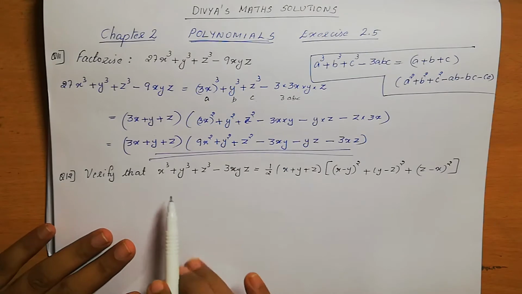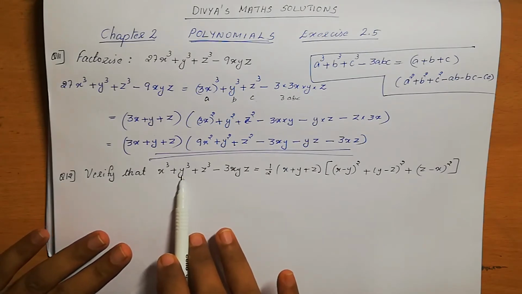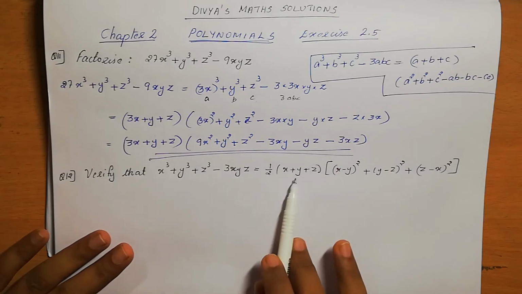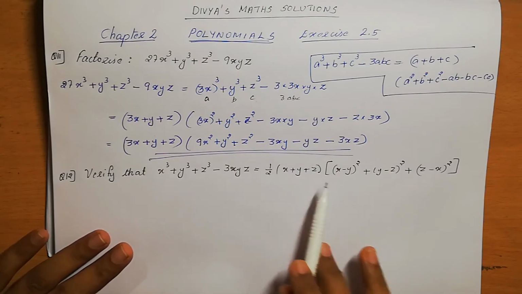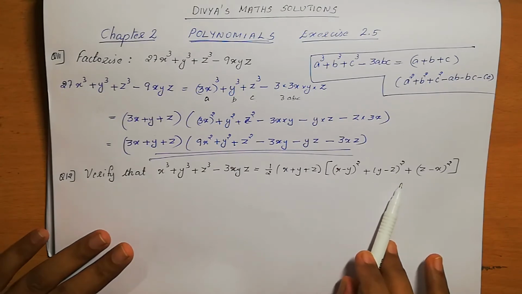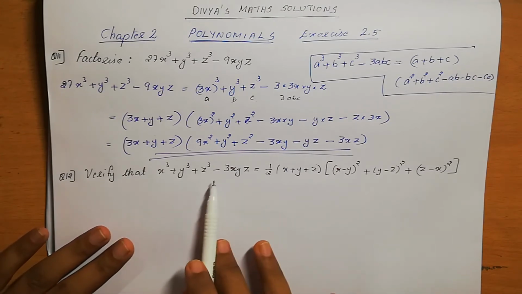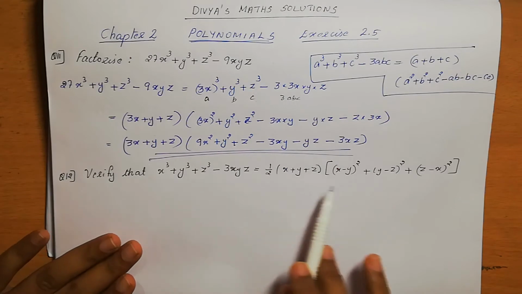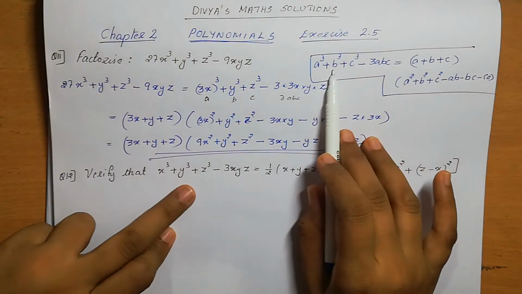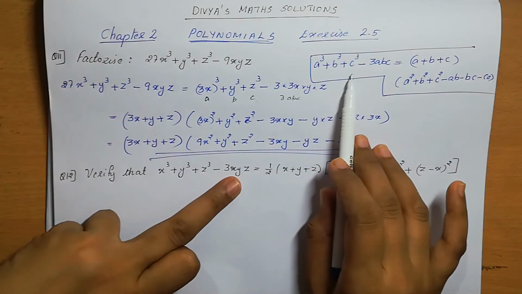Question number 12. Verify that x cube plus y cube plus z cube minus 3xyz equal to 1 by 2 into x plus y plus z into x minus y the whole square plus y minus z the whole square plus z minus x the whole square. Verify means we need to prove this LHS equal to RHS. Here LHS is in the form of a cube plus b cube plus c cube minus 3abc.